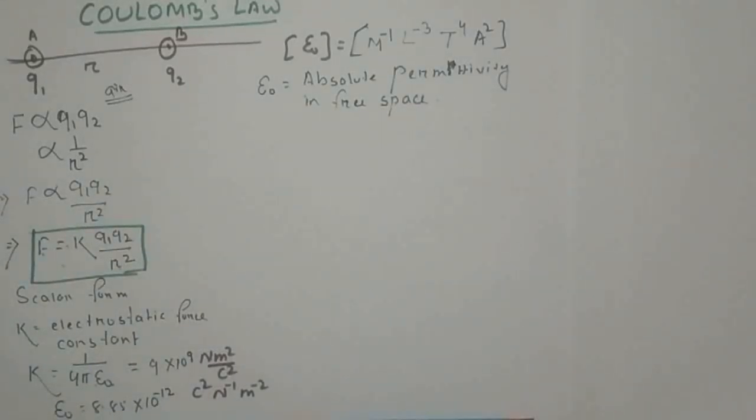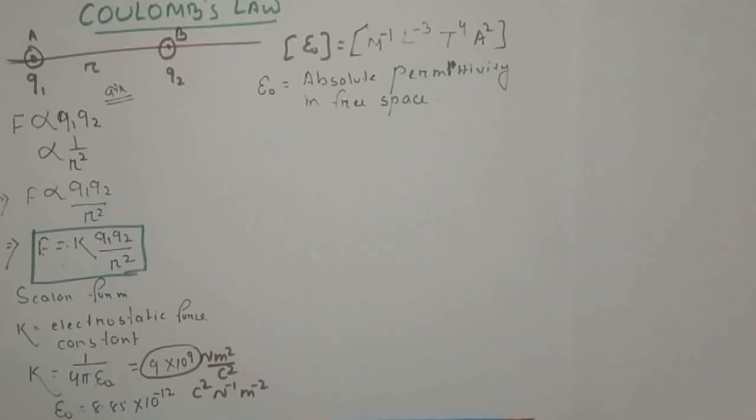It is a property of a medium. Just for the time being, catch it: this is the degree of penetration of the electric field inside a material. It measures that. Okay, we'll see these things later. For the time being, there is no need to remember the epsilon naught value. We need to remember only that the K value is 9 into 10 to the power 9. So this is Coulomb's law in scalar form.